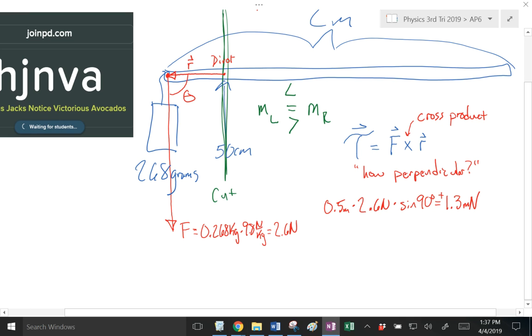Let me put you on a writing slide. Write something. Oh, nope, you already wrote. All right, writing slide. How would the masses compare? Mass on the left greater than mass on the right? Mass on the left equal to mass on the right? Mass on the left.